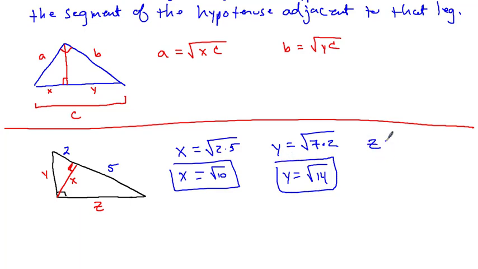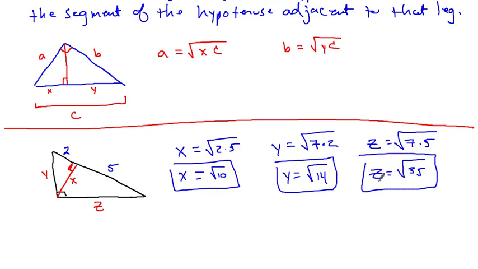And then we move on to Z, which is the square root of the hypotenuse and the leg adjacent to it. So Z equals the square root of 35, which again we don't know and we can't figure out, so that's it. All right, so that's geometric mean.